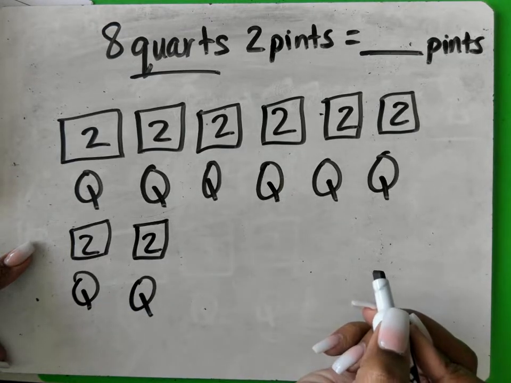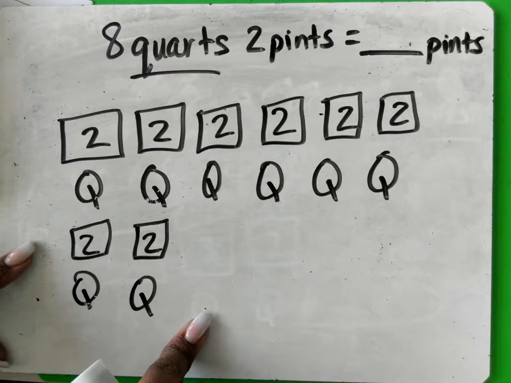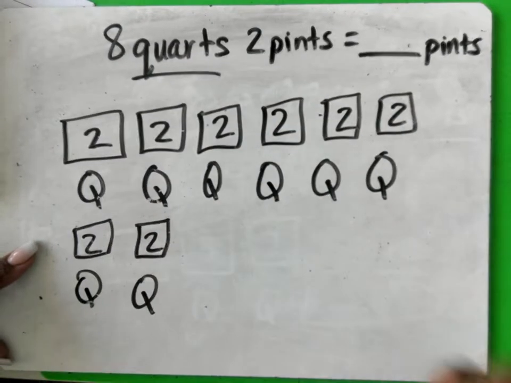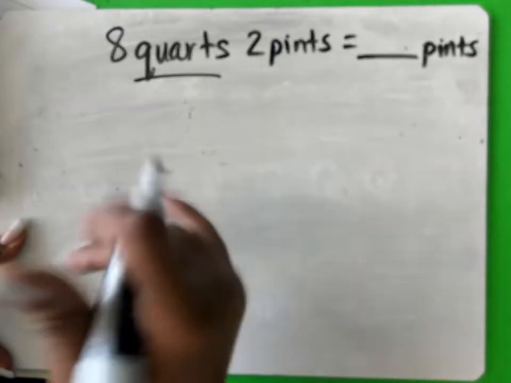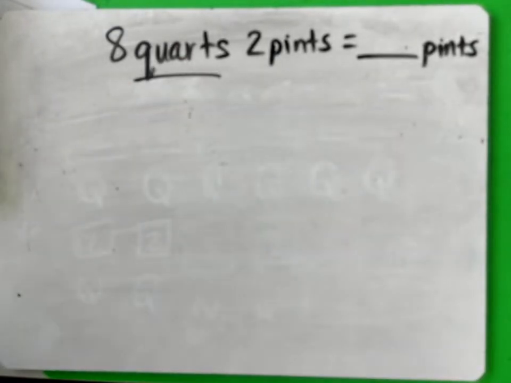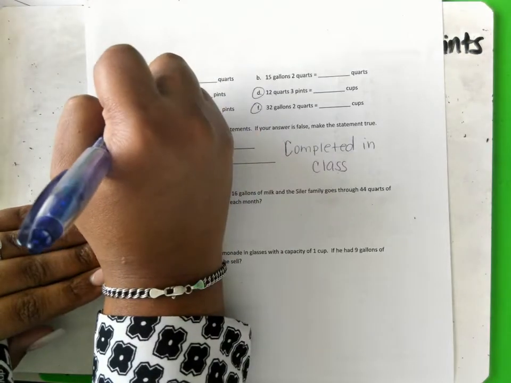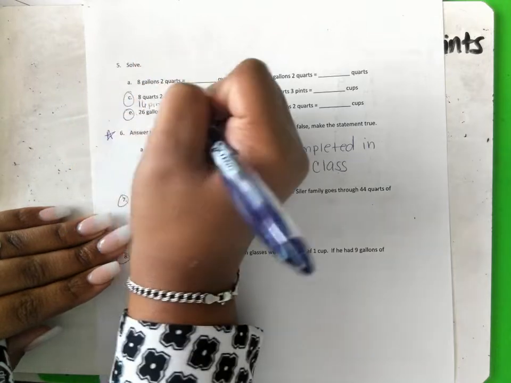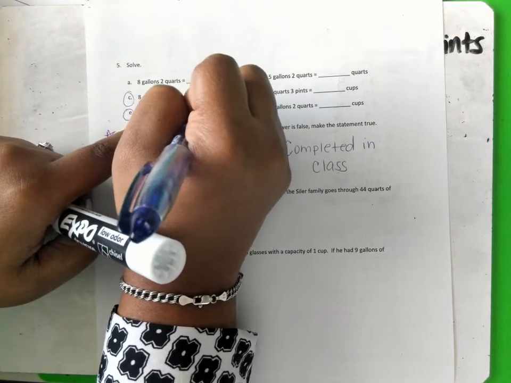8 quarts. Right? 1, 2, 3, 4, 5, 6, 7, 8. How many pints do I have? 2, 4, 6, 8, 10, 12, 14, 16 pints. Right? So there's my 16 pints. So here I'm just going to convert my 8 quarts to 16 pints. Okay? And I already have 2 pints here, so I'm just going to add my 2 pints there.